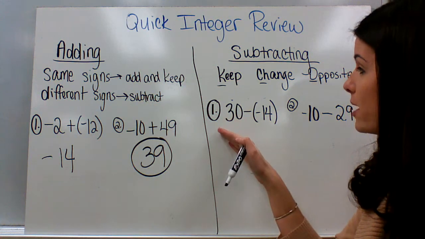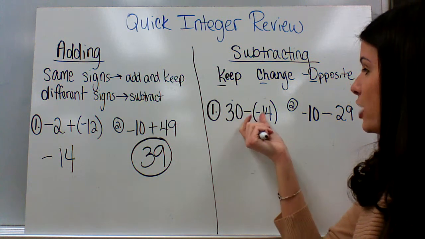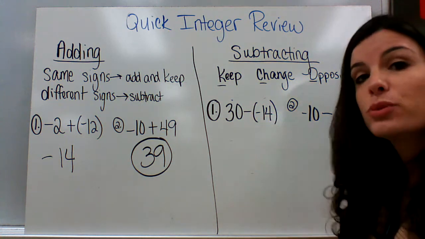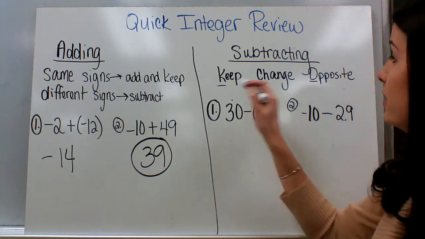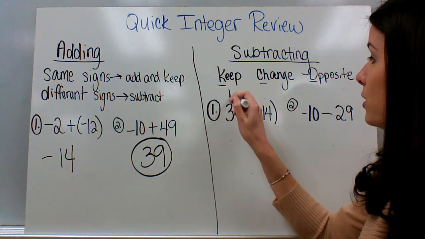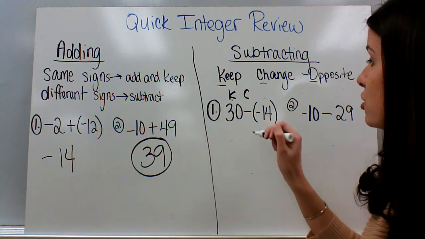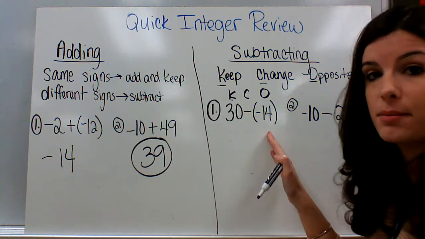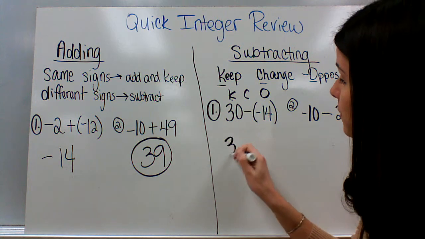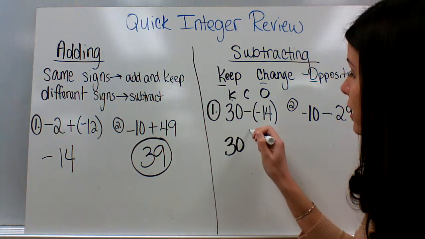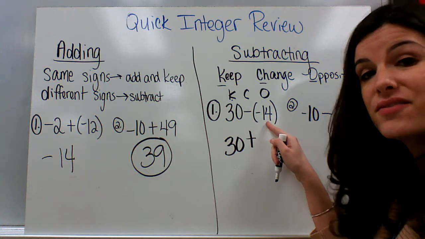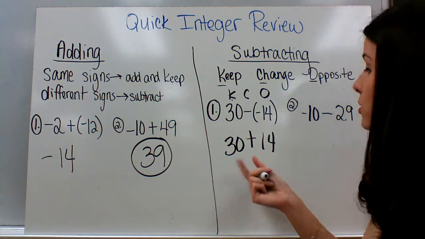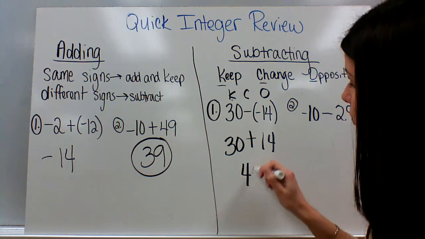All right, now with subtracting, you're going to use the rule keep, change, opposite to help you. Like on number 1, 30 and subtracting a -14. When you're subtracting a negative, it's really just adding, and you can use the keep, change, opposite to help you. You keep the first number, change your subtraction to addition, and then take the opposite of the second number. So 30, keep it +30, change to addition, and the opposite of -14 is +14. So you end up just adding 14 to 30, which makes 44.